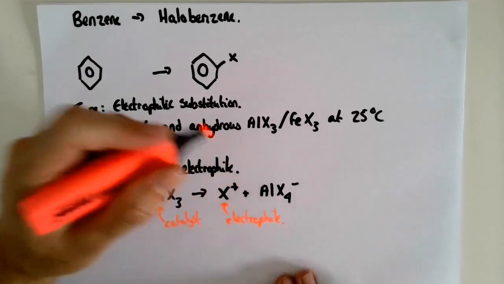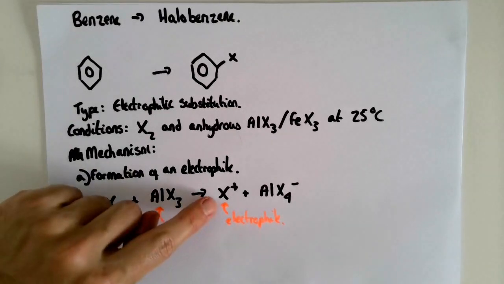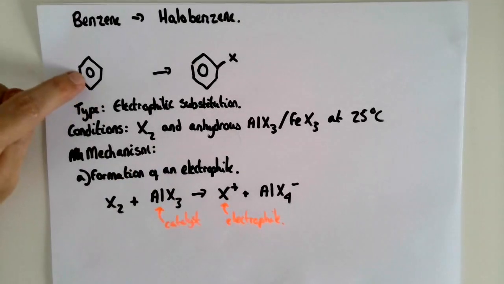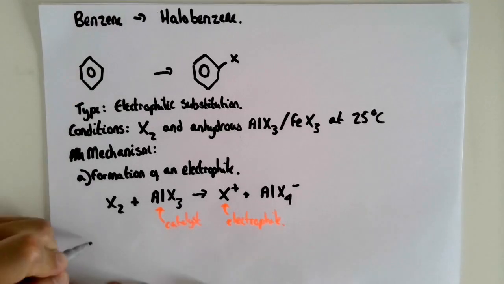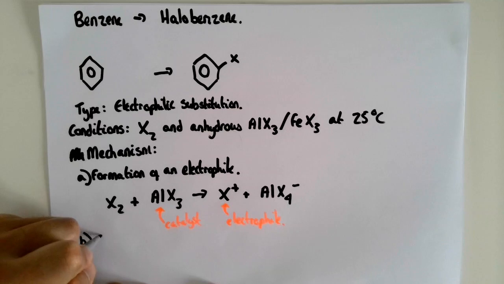which again you can see has got that positive charge, which means it's electron deficient and is going to get attacked by all those electrons in that benzene ring. So second step, substitution.